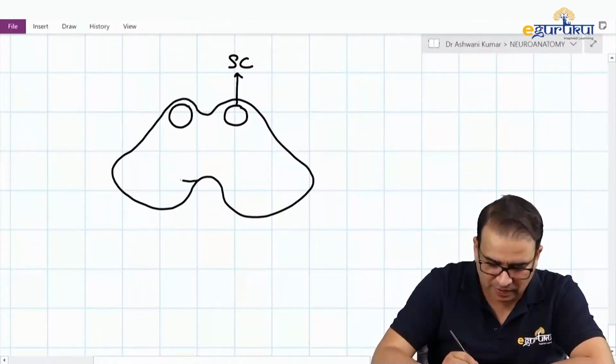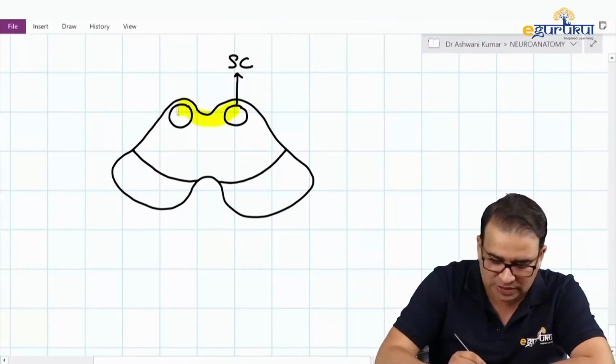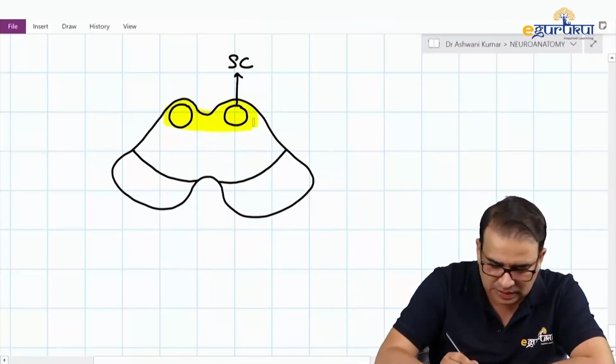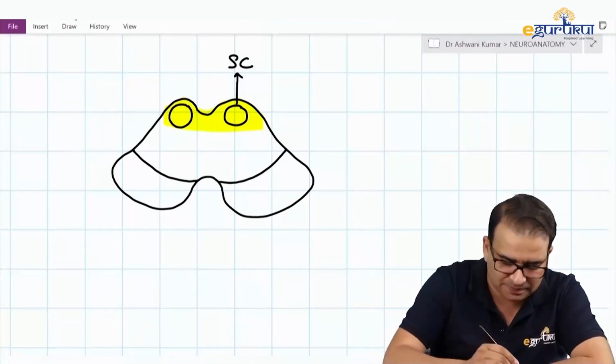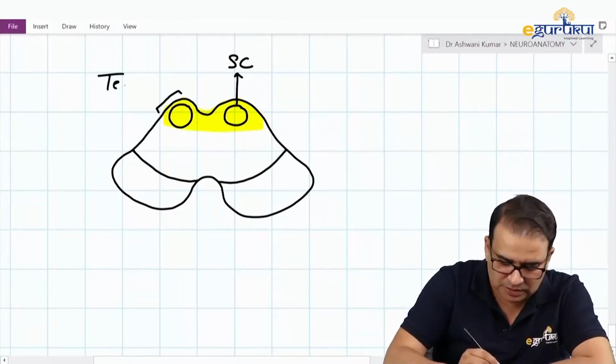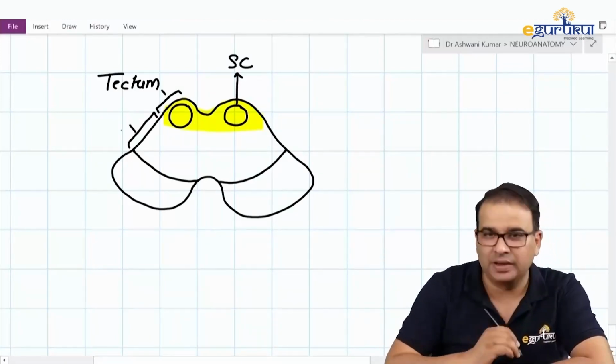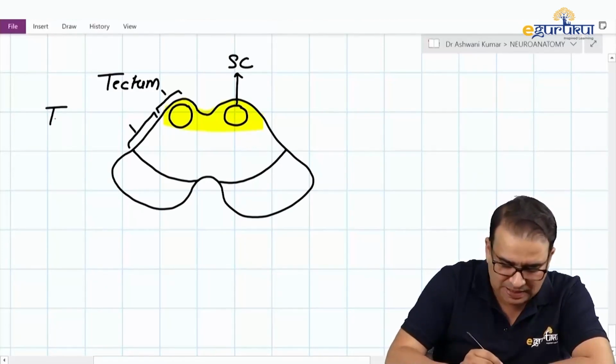How do we divide the midbrain? Well, midbrain can be divided in three parts. This dorsal part of the midbrain, guys, the one which I'm highlighting right now, where you can see the superior colliculus, inferior colliculus, that dorsal aspect of the brainstem is called the tectum. This portion of the midbrain is referred to as the tectum. Then from the colliculus till the substantia nigra, this portion here, that part is called the tegmentum.